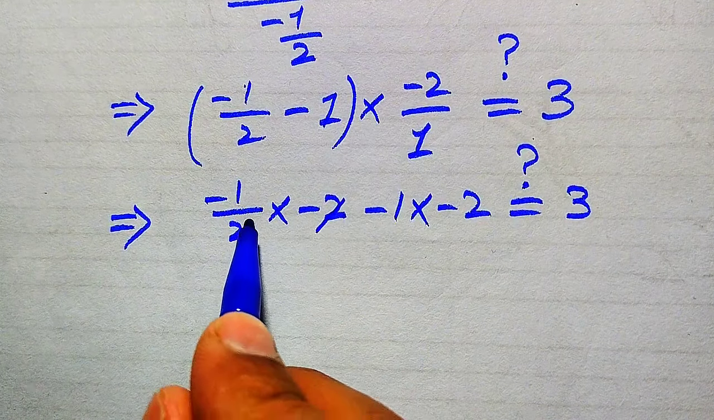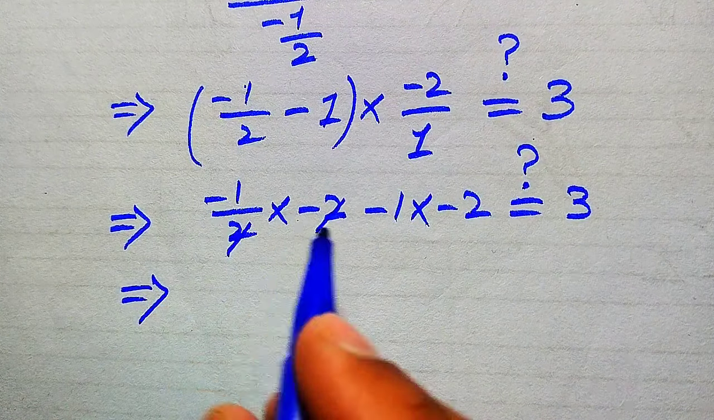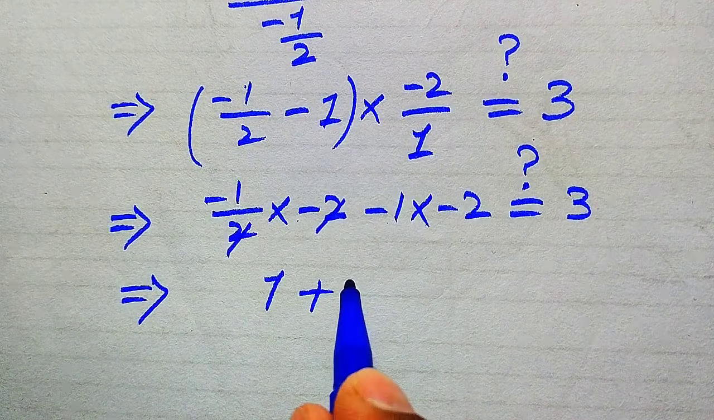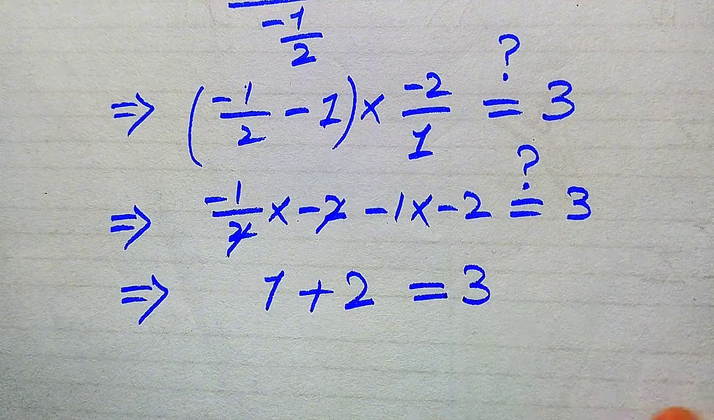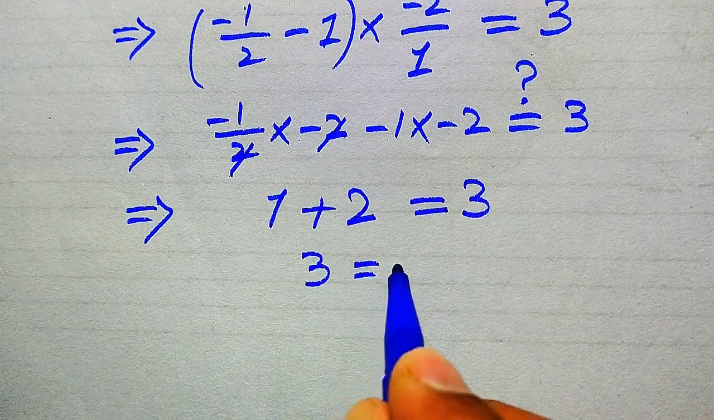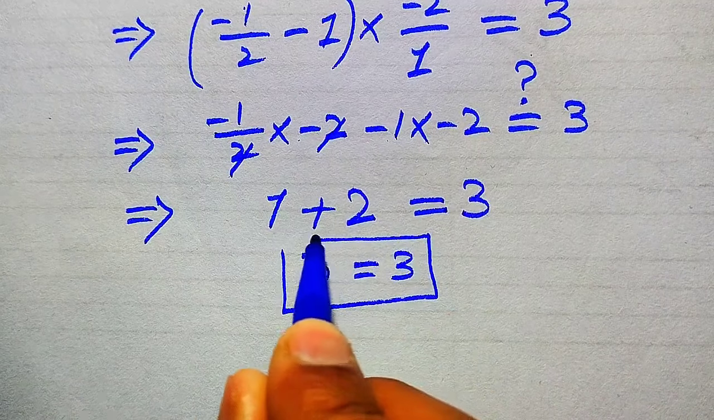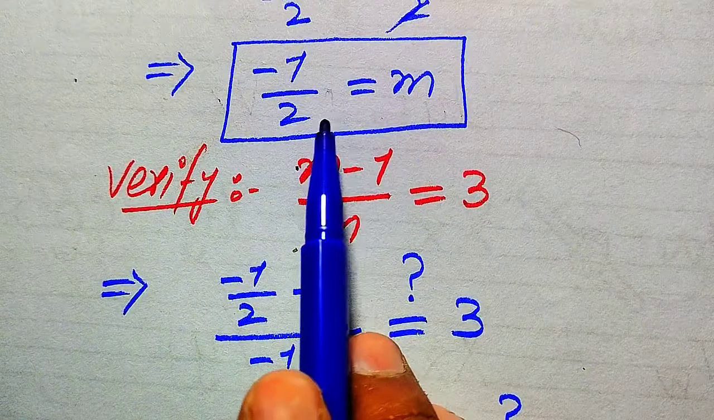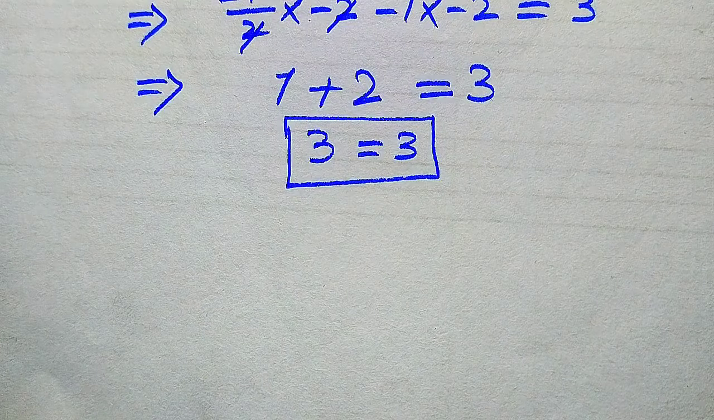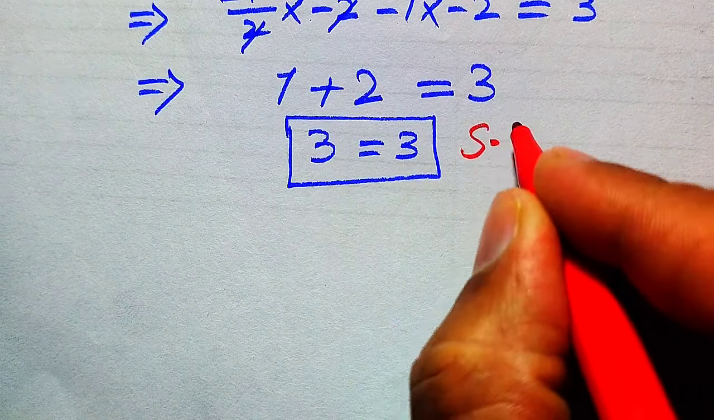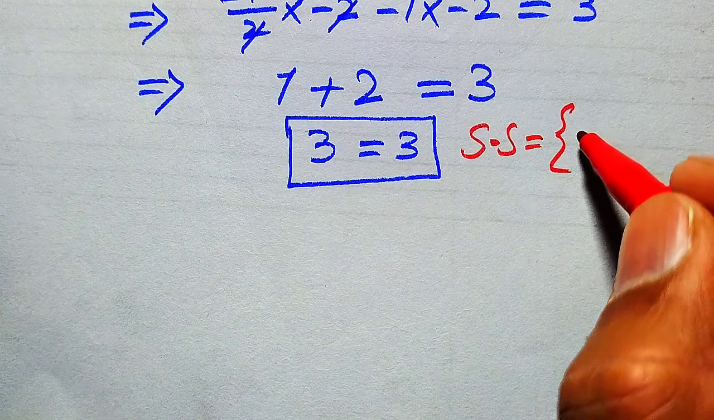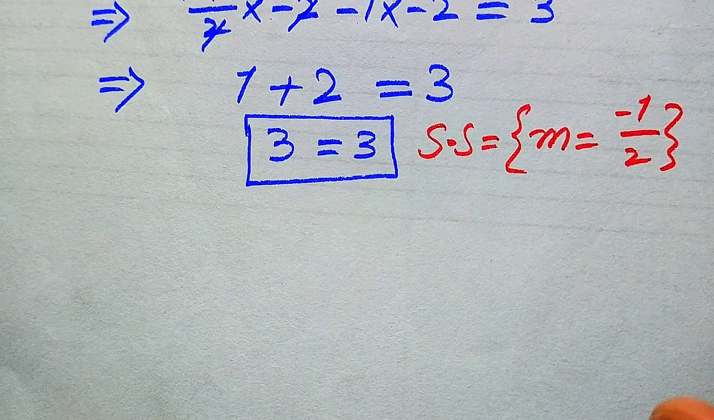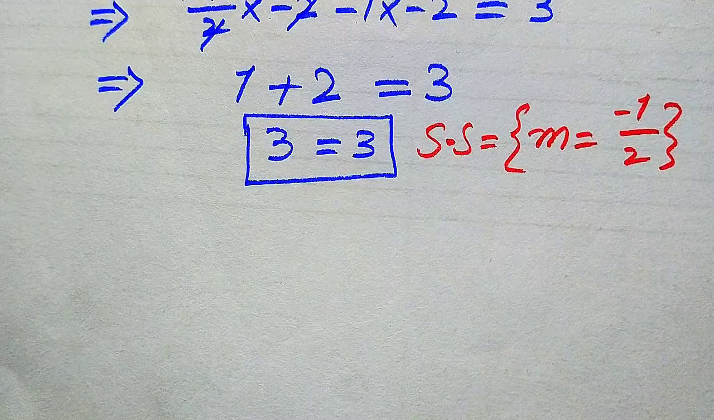Here you see that this term and this term are cancelled out by each other, and minus times minus becomes plus 1, and this is also minus times minus becomes plus 1, and 1 plus 2 equals 3. And here you clearly see that 3 equals 3. So this shows that both of the sides are equal. It means that the value m equals minus 1 over 2 satisfies our given question statement, so the solution set of this question is m equals minus 1 over 2. So this is the only one solution of the given equation, and this is the final answer of our first method.